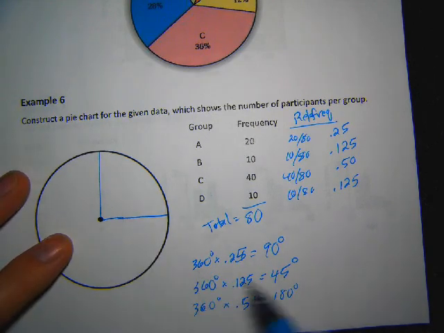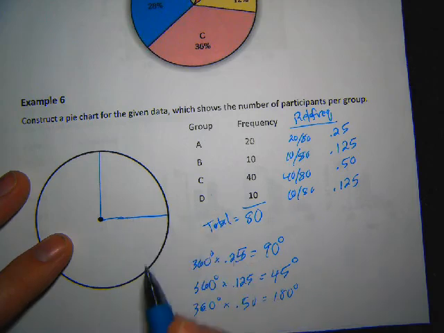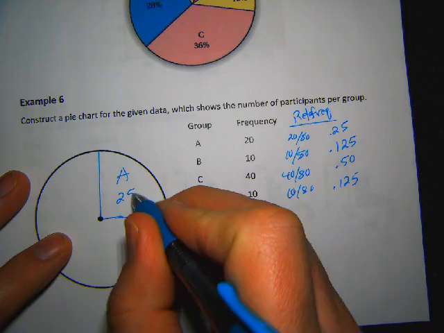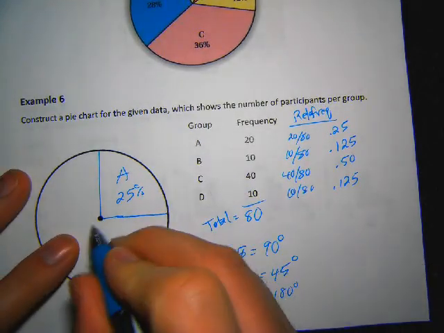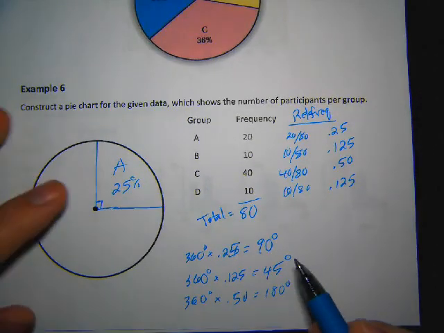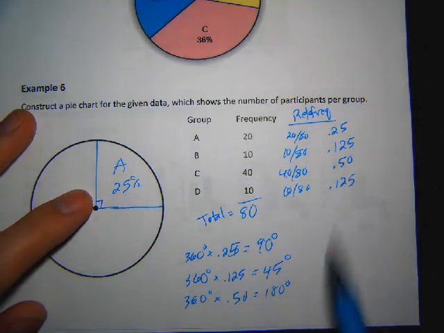So this first one would be 90 degrees. This is category A, which is 25%. We put the relative frequency, not the degrees. This is a right angle, right? This is a right angle, so it is 90 degrees. But we need just the percentage, the 25%.